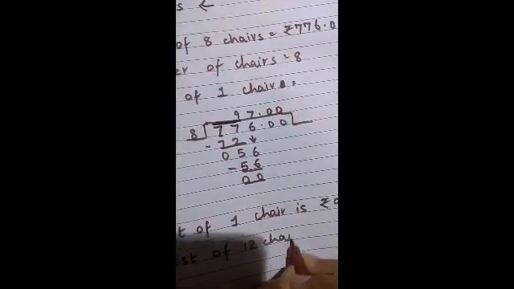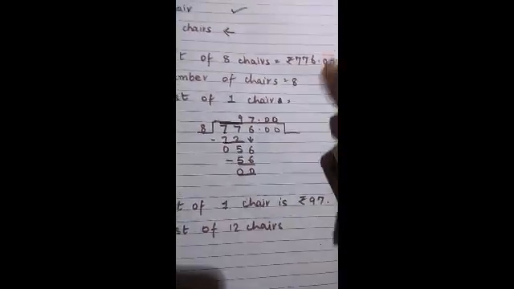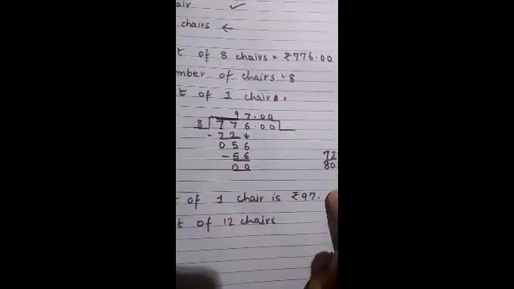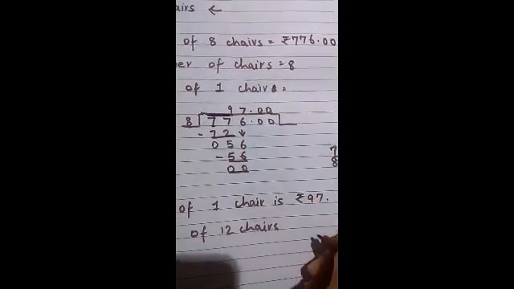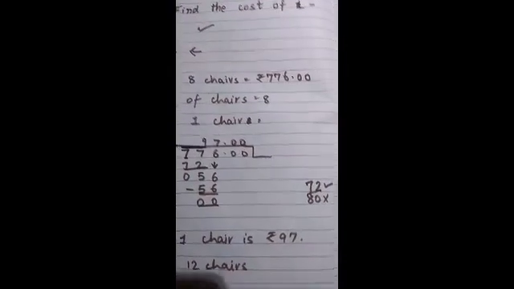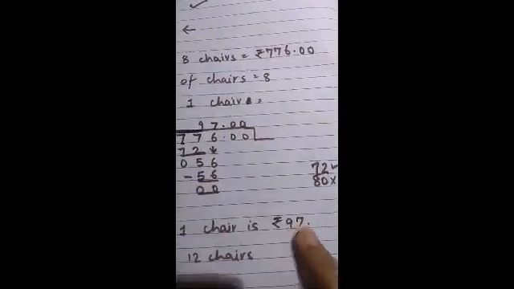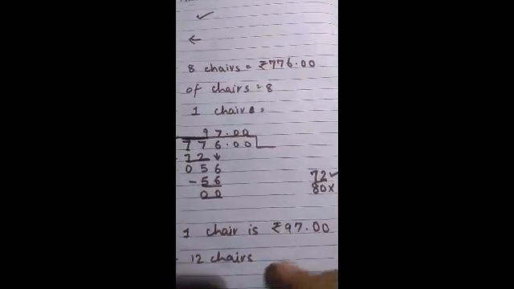12 chairs का. अब हमारे पास एक का cost है, ज़्यादा का निकालना है. पहले ज़्यादा का था, एक का निकाला. अब एक का है तो हमको ज़्यादा का निकालना है. तो क्या करेंगे? What will we do? We will multiply. किसको किससे मल्टीप्लाई करेंगे? 97 रुपीज़ एंड 00 पैसे will be multiplied by 12.